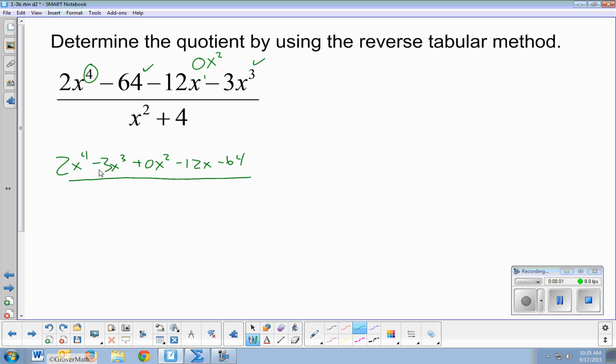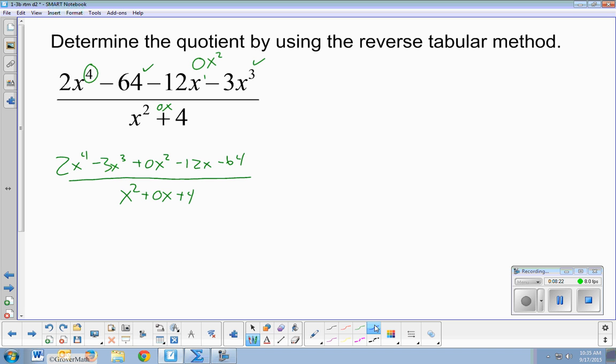It's in order, and I filled in that gap with a 0 expression. The bottom, it's in order, but this also has a hole or a gap. It starts with x squared, but then it's missing an x to the first term, so it needs a 0x to the first term. So x squared plus 0x plus 4.